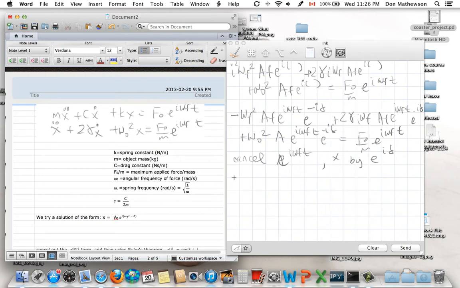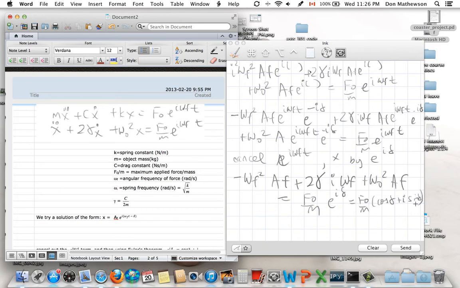So when we do that, the equation that results is minus omega f squared a f, and that canceled, and that got changed to a 1, plus twice gamma i omega f, that canceled, that got changed to e to the 0, which is 1, plus omega naught squared a, that canceled, that got made into 1. And then on this side, we get F naught over m times e to the i delta, which I'm going to write as cos delta plus i sine delta.